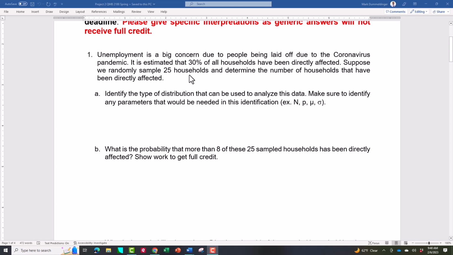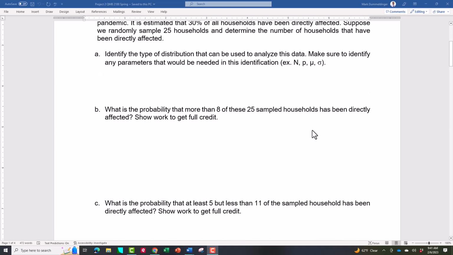But what we're talking about are distributions now. We're talking about random variables and distributions, specifically binomials, normals, and sampling distributions, and this project has a little bit of all that. The first one, I'll give you a hint, is a binomial. Just for watching this, I'm going to spill my guts a little bit and tell you this is a binomial. I want to see if you can work with binomial problems. So unemployment is a big concern. It's estimated 30%. That sure sounds like a probability. We've sampled 25 households. That sounds like a sample size. And so that should help you identify the type of distribution. And now I want you to do it.